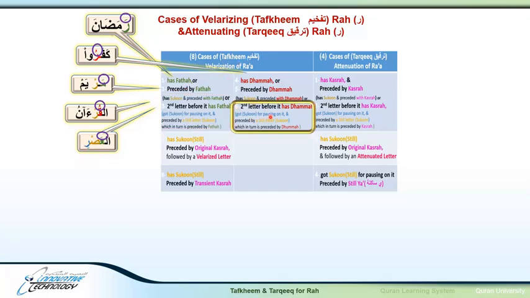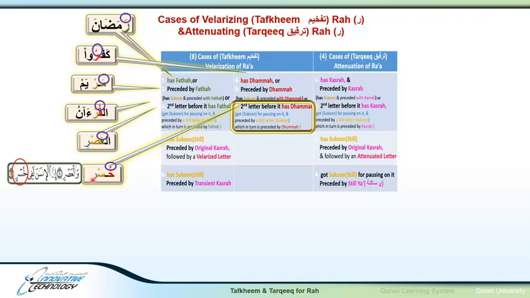Same thing applies for Dhamma, Khusr. Here in Khusr, we find that there is a Dhamma not on the letter just before the Ra, but on the letter before that. So in that case, we have a Ra with Tafkheem. Let's listen. إن الإنسان لفي خسر.